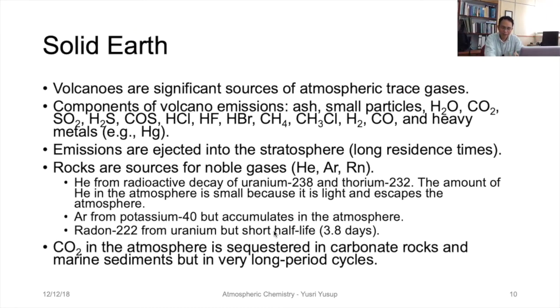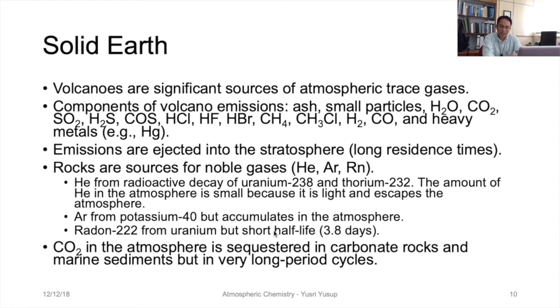Now, aside from volcanoes, the solid Earth also emits gases, specifically the noble gases helium, argon, and radon, from radioactive decay processes, such as the radioactive decay of uranium-238 and thorium-232.